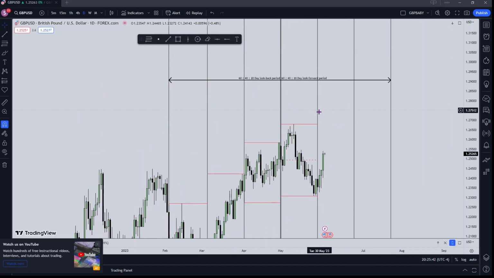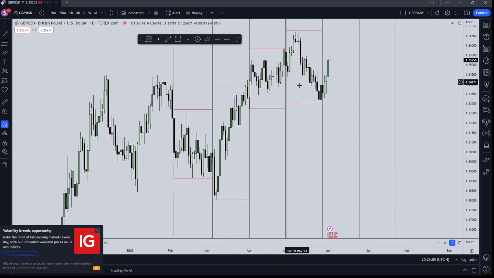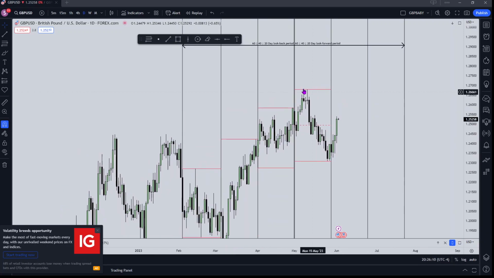So what I've done is I've gone to the 1st of May, and that's because when you're looking at IPDA ranges, you need to go to the previous month's opening day, and then you need to look back 20 days, 40 days, and then 60 days. And then you want to also look forward 20 days, 40 days, and 60 days. And then I've marked out the highs and lows of each period. I've also marked out the midpoint of the most recent period. And what it does is it allows us to understand the algorithm's look back period.